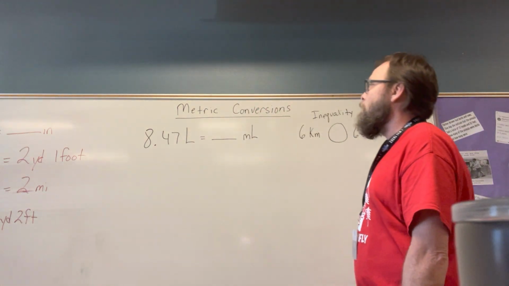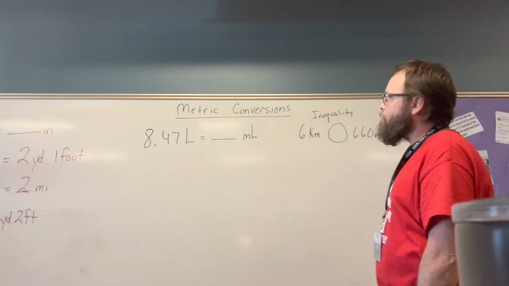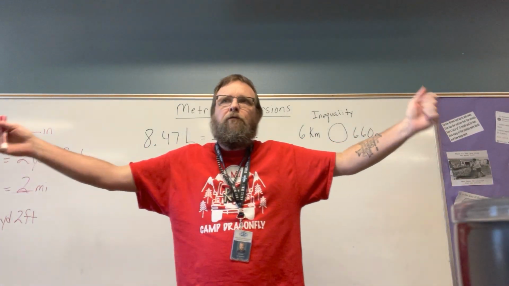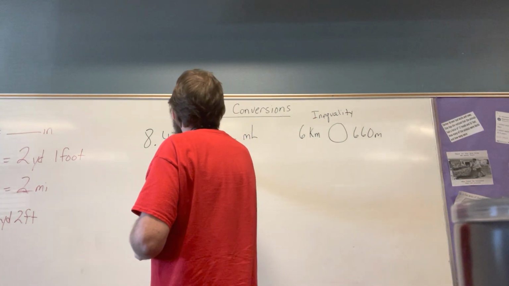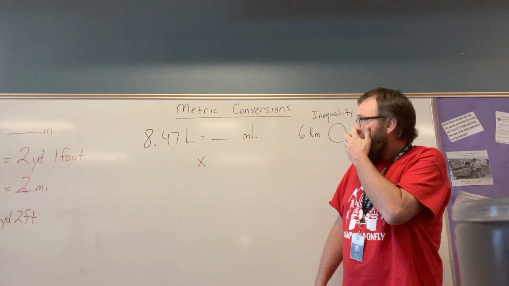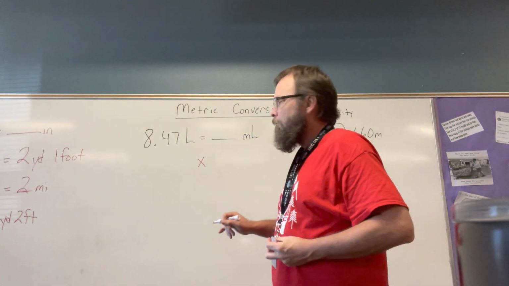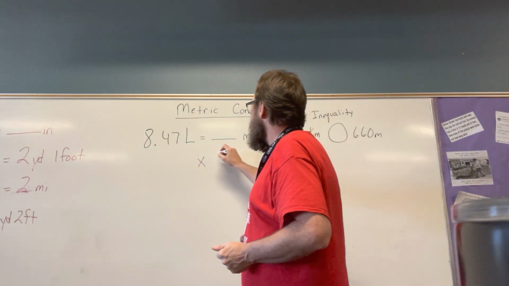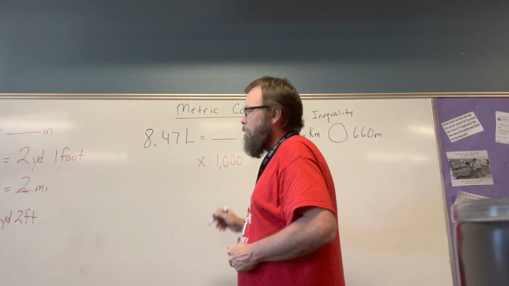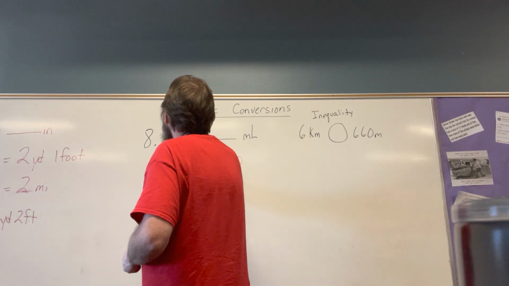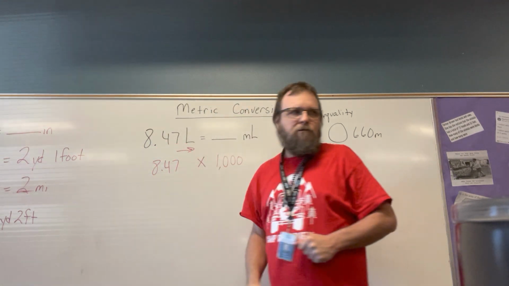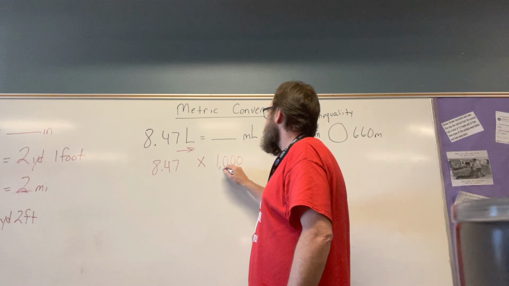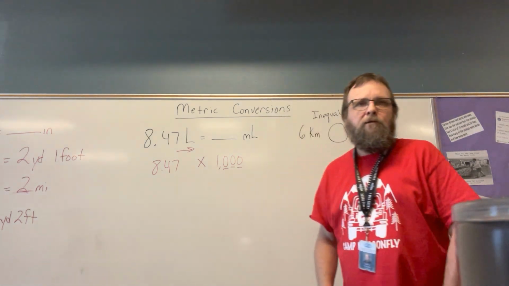So we're going to start with 8 and 47/100 liters, and we're changing to milliliters. Since we're starting with liters and they're bigger than milliliters, we're going to multiply by the number of milliliters in a liter, which is 1,000. So we multiply 8 and 47/100 by 1,000, which means we move the decimal point to the right 3 times.